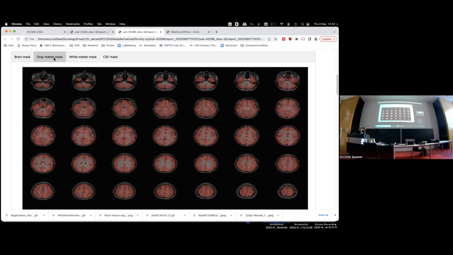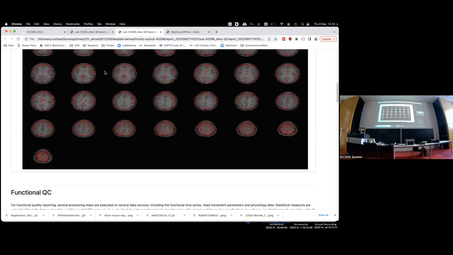And we have the second participant that I show you, right? So here, this looks really, really good. So the red parts covering here really look like gray matter. The opposite is the white matter. So here you see that these inner parts are selected, and you immediately see if there's an issue with that. And then you have also this CSF mask, which covers the fluid parts. And you also see here if there's an issue or not, and if something is wrong with your participant.